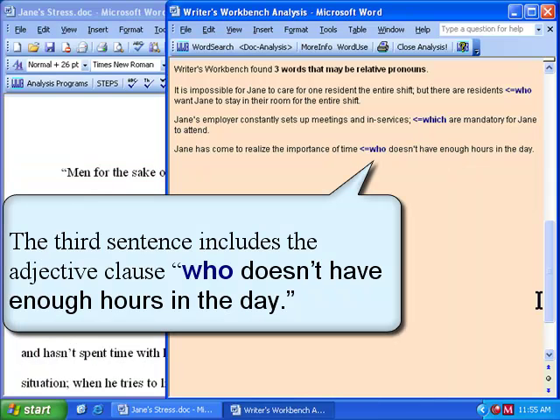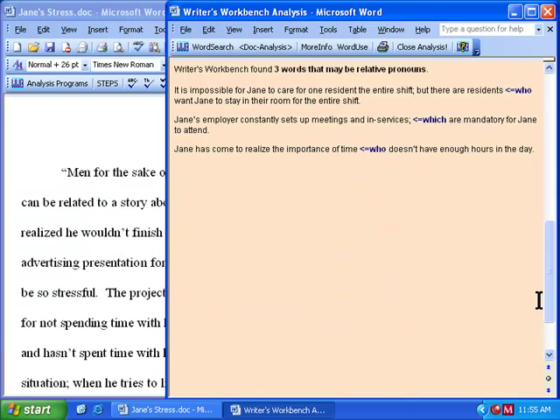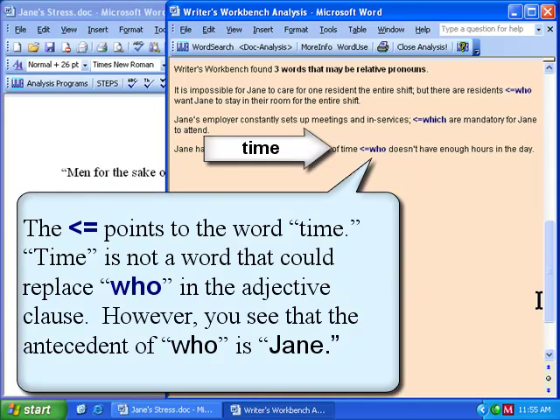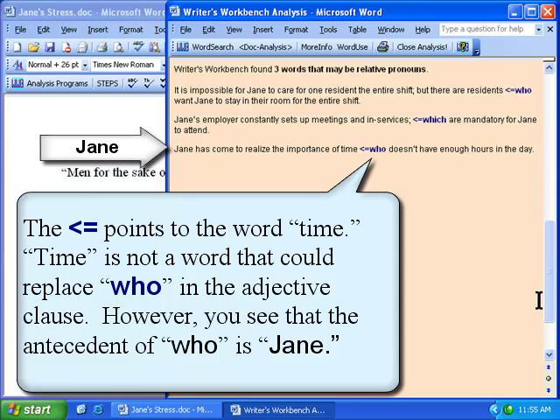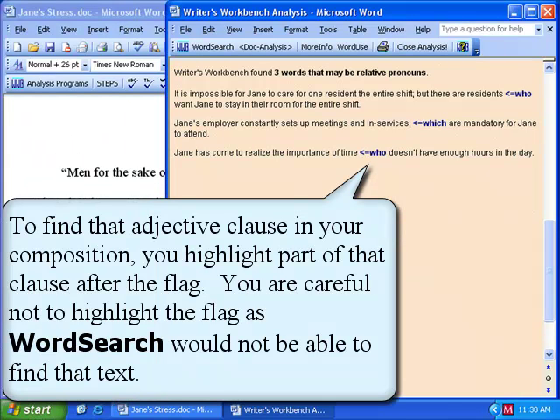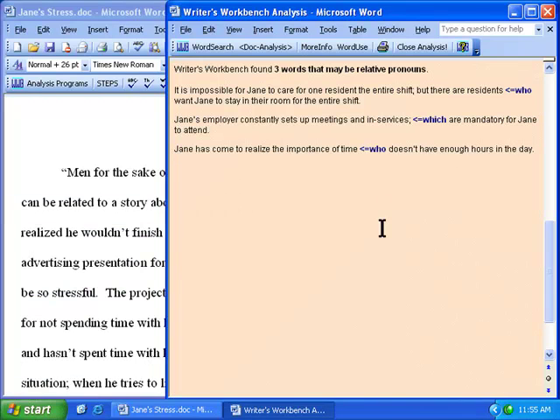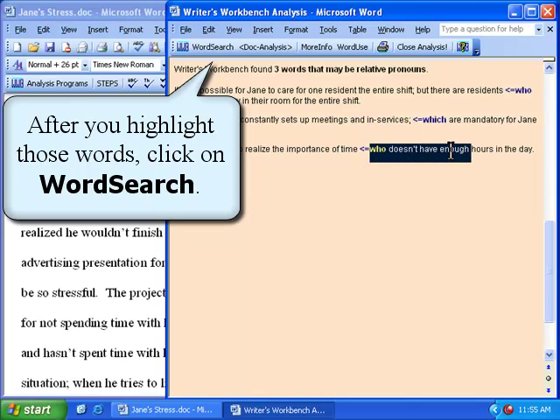The third sentence includes the adjective clause who doesn't have enough hours in the day. The flag points to the word time. Time is not a word that could replace who in the adjective clause. However, you see that the antecedent of who is Jane. To find that adjective clause in your composition, you highlight part of that clause after the flag. You are careful not to highlight the flag, as Word Search would not be able to find that text. After you highlight those words, click on Word Search.